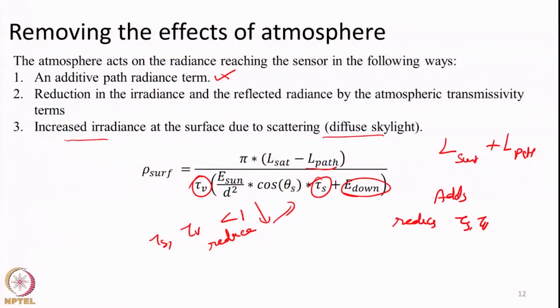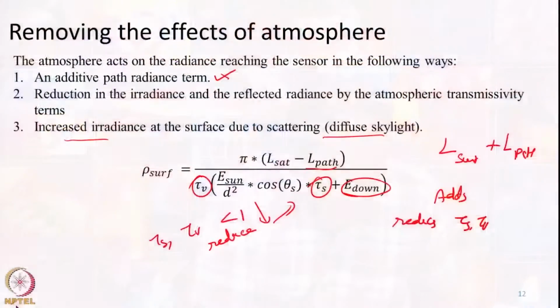So, in the last lecture we noticed the several ways in which the atmosphere will affect the radiance that is reaching the sensor. The atmosphere can act as an additive, adding some radiance as a path radiance. It can reduce both the incoming and outgoing radiance through the transmissivity term, and it can also add some more irradiance to the surface due to diffuse skylight.